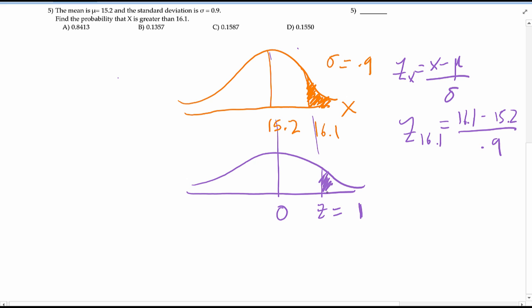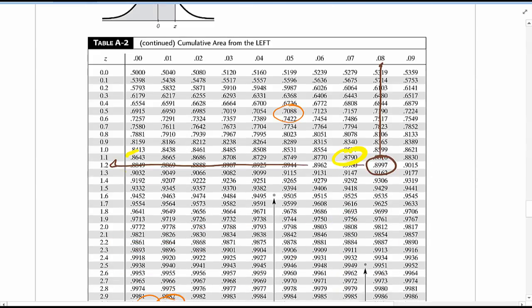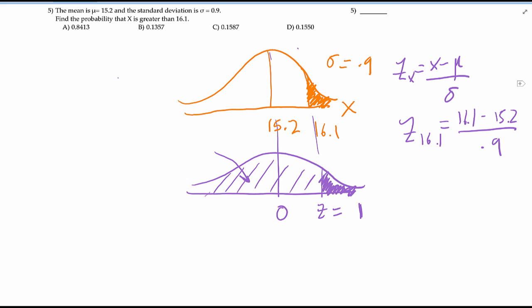So how do we find that tail? If I read the positive table value at 1, what I'm getting is the complement of that area. So I'm getting this area right here. Let's find out what this area is. In the positive table, 1.0 gives me this value, which is 0.8413. So this area right here is 0.8413, 84% of the data.